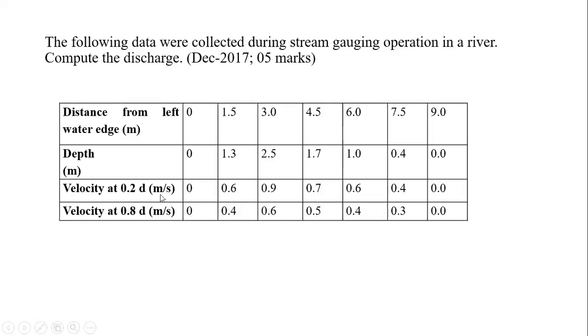So here the velocities are measured at two depths. That is, for the total depth of water of 1.3, they have measured the velocity at 0.2 times d, that is 0.2 into 1.3, which means at 0.26 meter from the top, that is from the water surface, and then at 0.8 into 1.3, that is 1.04 meter.